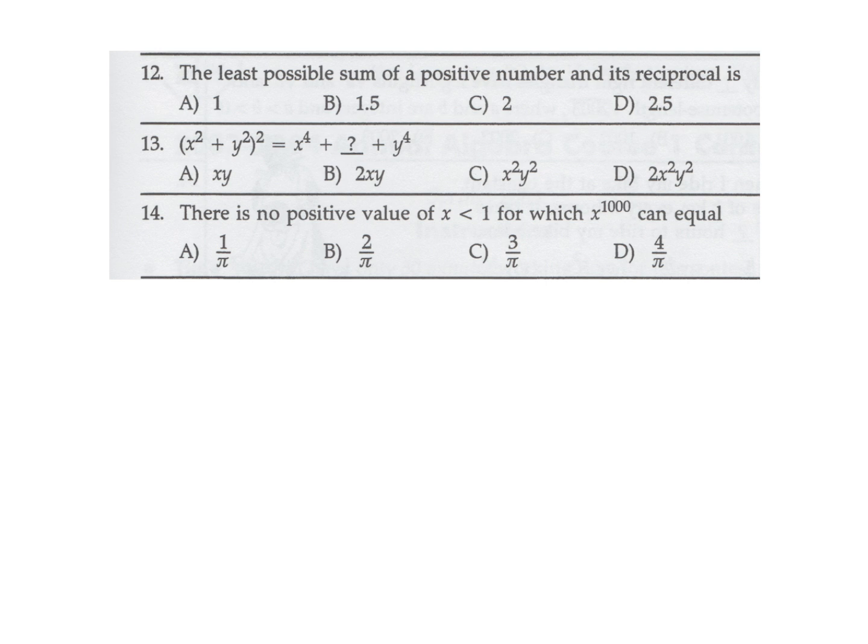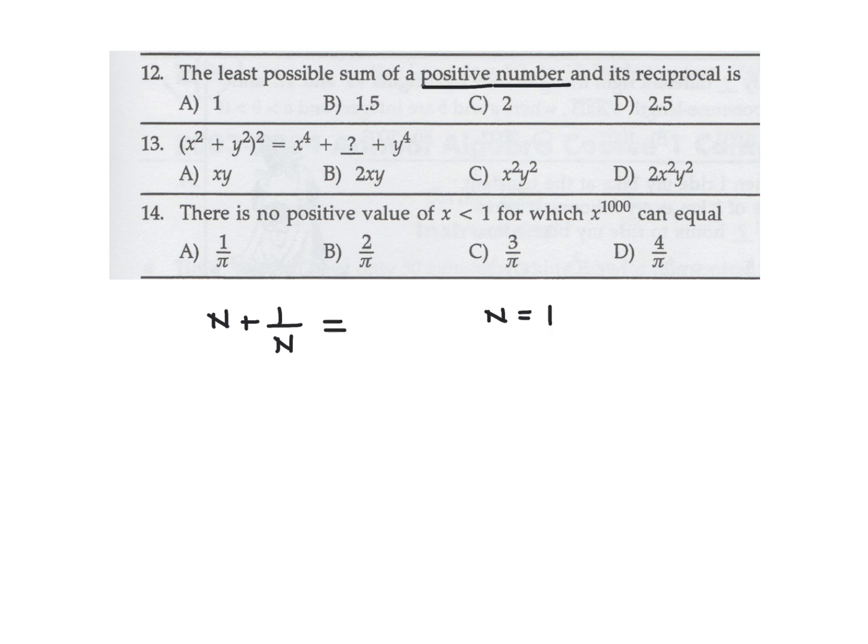The least possible sum of a positive number and its reciprocal. So let's call it n, and its reciprocal is 1 over n. Least positive. Okay. So I don't know, let's do it one at a time. The least positive number is 1. They didn't say integer, but I'm assuming they mean integer. Okay, positive integers, so the 1 is the smallest one.